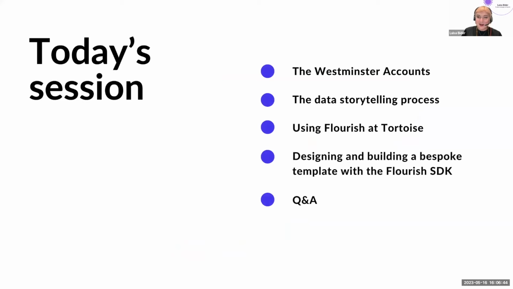So today's session, we're going to be looking at Katie's story, the Westminster Accounts. It's an investigation that she worked on together with her team at Tortoise and Sky News. We're going to dive into her data storytelling process. So how did the story idea come about and how did they structure their work on it? We're going to look at how Tortoise uses Flourish in their newsroom for their day-to-day work. And then we're also going to look into designing and building a bespoke template with the Flourish SDK, which is actually how they built the Westminster Accounts story.